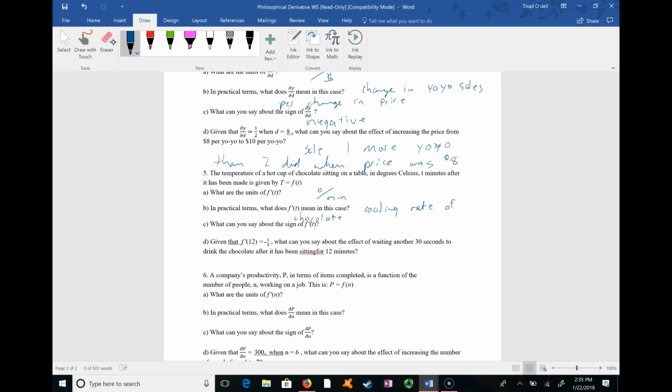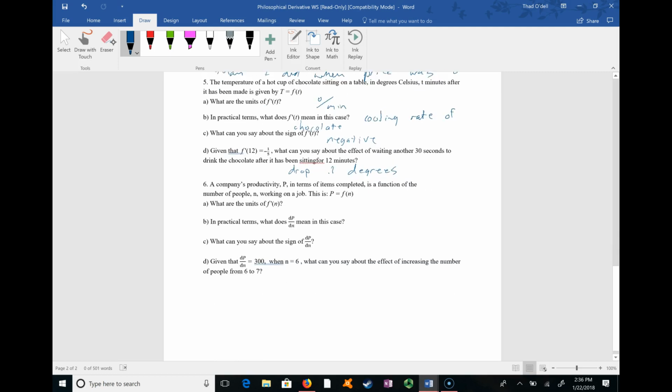Okay. What can you say about the sign? That is definitely negative. As time goes on, the temperature is going to get less. This says that for every 5 minutes, it drops 1 degree. So if I only go 30 seconds, that's going to be a lot less. So another way to think of the negative 1/5 is for 1 minute, it drops 0.2. So if I only go 30 seconds, it's going to drop 0.1 degrees.